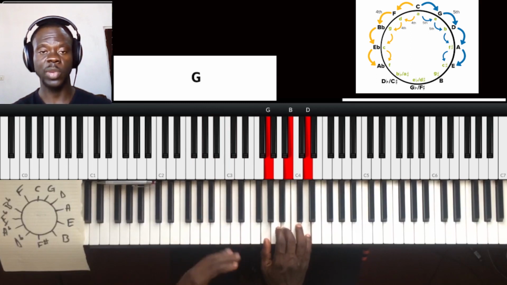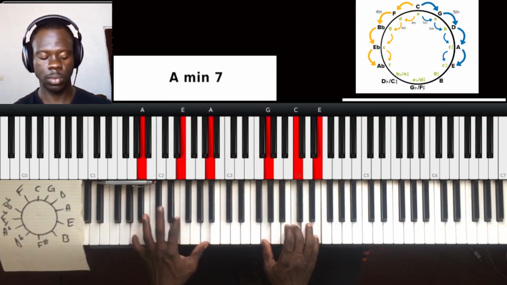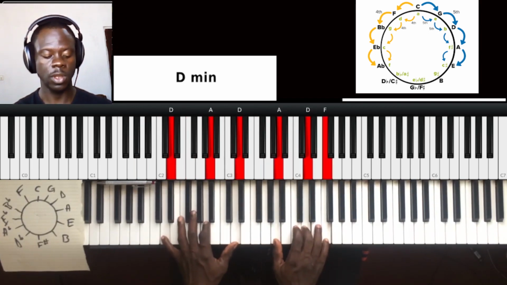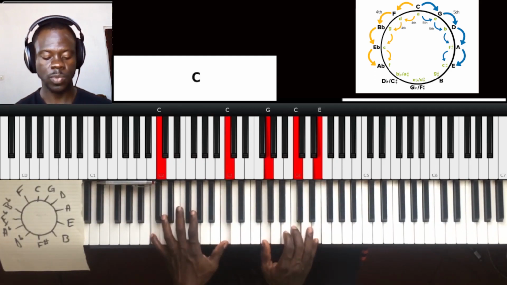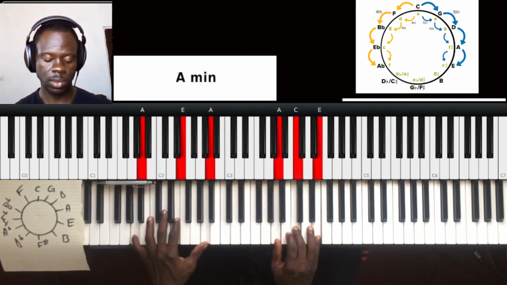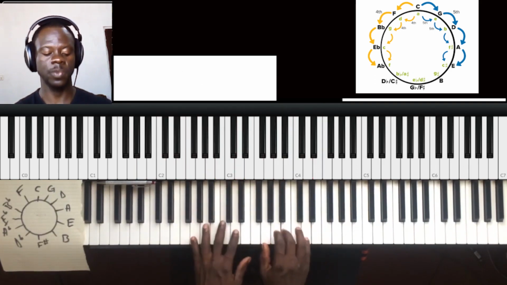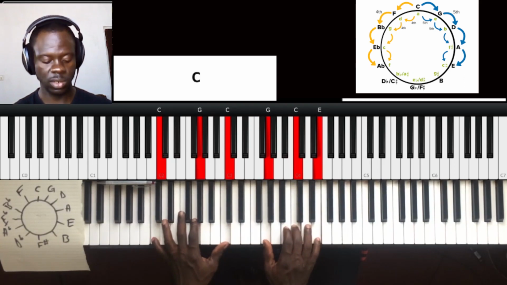Now let me play an extended one, and then a 2, and then a 5. Now let me play the original one, then I move to 6, then a 5, then the substitution.